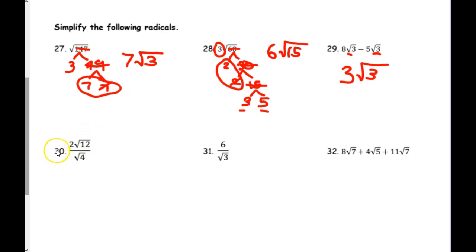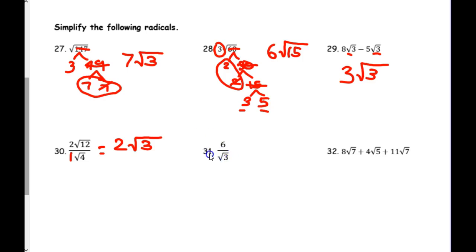Let's look at 30. So remember, when you're dividing, you can do outside divided by outside, inside divided by inside, if you can. And on 30, I got 2 over no coefficient, which is an implied 1. So the coefficient would still be 2. And then look at these square roots. Square root of 12 divided by square root of 4. Remember, these square roots can divide, and then 12 over 4 is 3. So we end up with 2 square root 3.